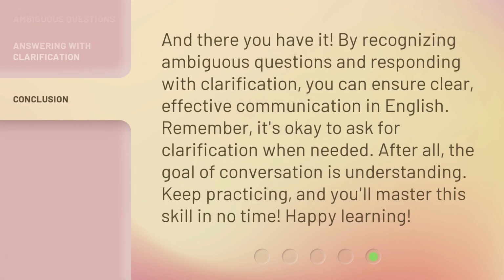And there you have it. By recognizing ambiguous questions and responding with clarification, you can ensure clear, effective communication in English. Remember, it's okay to ask for clarification when needed. After all, the goal of conversation is understanding.